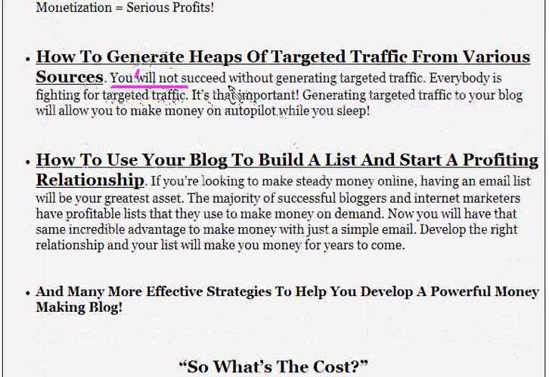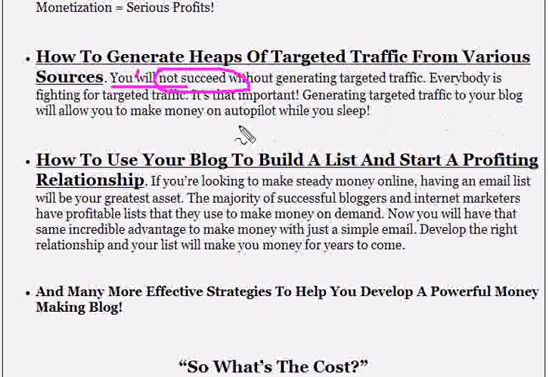Okay, you'll not succeed without generating. Okay, instead of saying what you'll not do, it's best to avoid using negative expressions. Of course, this is not a hard and fast rule, but instead of saying you will not succeed, just say that you'll fail. Okay, you'll fail. Instead of saying not succeed, you'll fail without. Okay, those are just some finer points of writing. How to use a blog to build up a list.